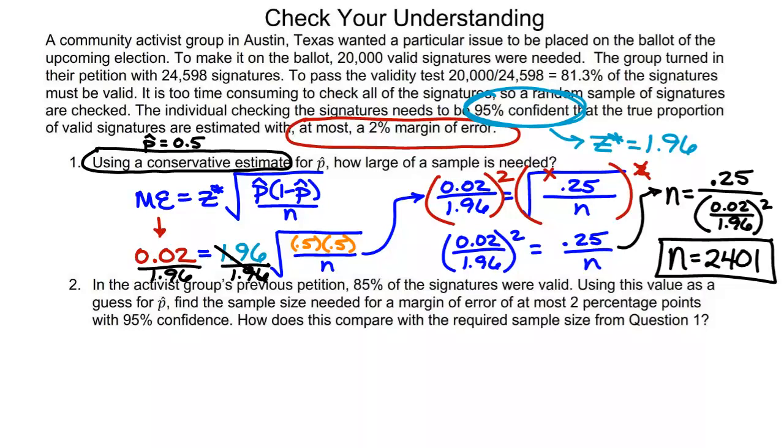In the activist group's previous petition, 85% of the signatures were valid. Using this value as a guess for p hat, find the sample size needed for a margin of error of at most 2 percentage points with 95% confidence. So I want you to basically do what we did in question number 1, but now you're going to use a different p hat value. We're not doing a conservative estimate. We're using the 85% that they got last time. So try this whole thing again. Find the n value.